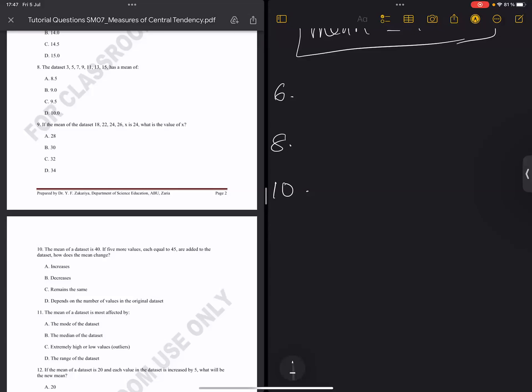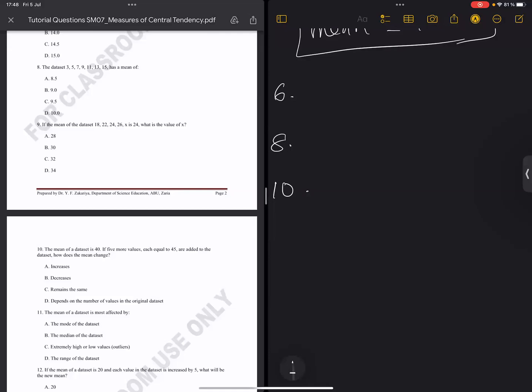So the answer is A, and why? Look at it. The mean of a data set is 40. If 5 more values are added, and these 5 values we are adding are all equal to 45. You can see this 45 is higher than the original mean, is it not? Yes, it is higher. The 5 values we are adding, each of them is higher than the original mean. Definitely, they will move the mean a little bit forward. The mean will increase.